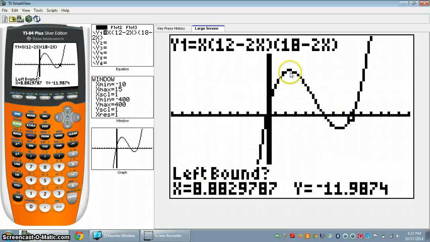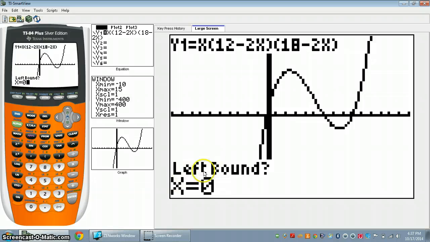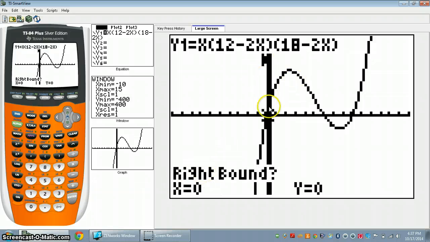So we want our cursor to be to the left of this peak. Now, I could use my cursor and arrow over, but sometimes that's kind of far away. So you could also pick an x value that's to the left. For example, an x value to the left would be 0, and I could just type in 0. Notice it shows up at the bottom, and push enter. And now my cursor has jumped over to that point.